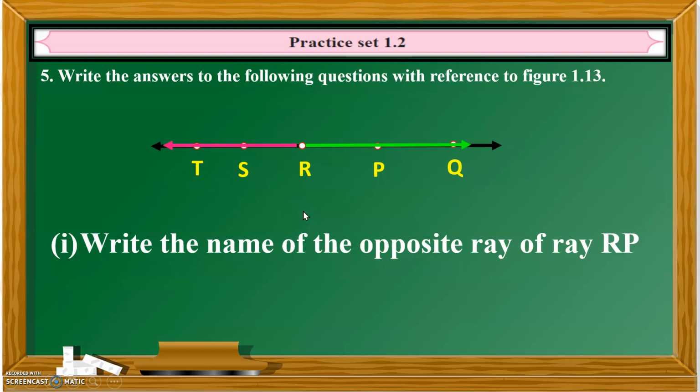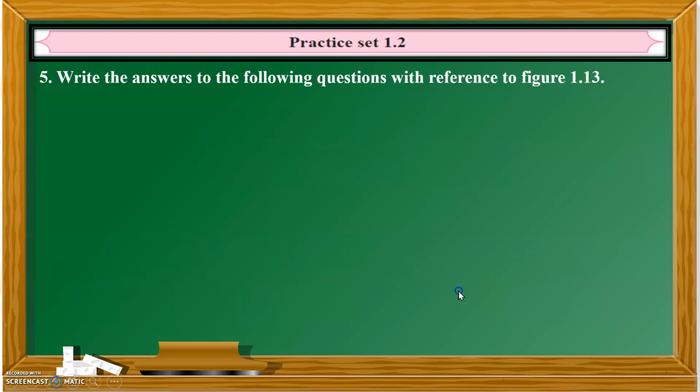Okay, so this is your ray RP. So now this pink ray, you can name it as ray RS or ray RT. Any way you can write. So this is your answer. Either of the answers is correct. You may write ray RS or you may write ray RT. Okay, now I go to the next sub question.